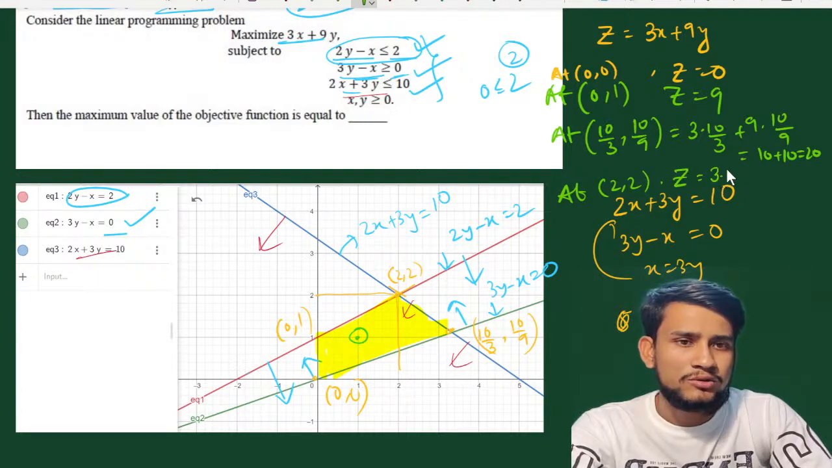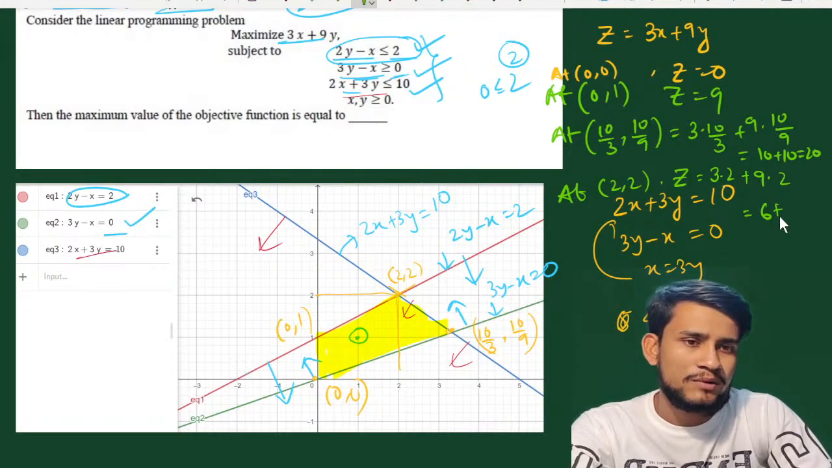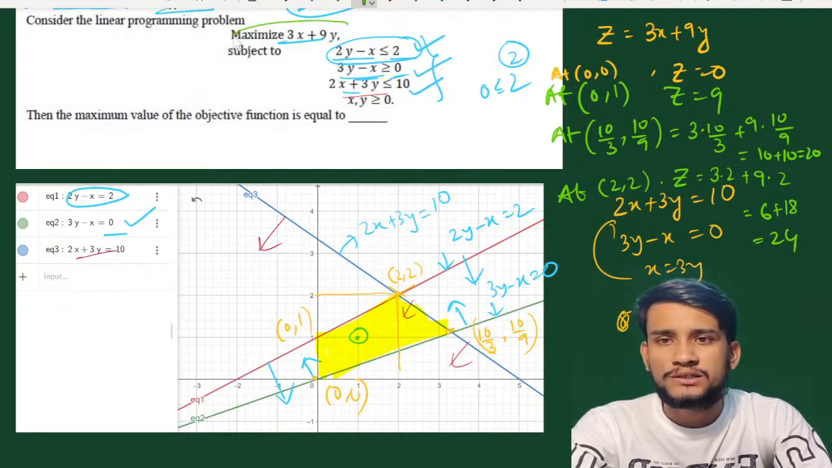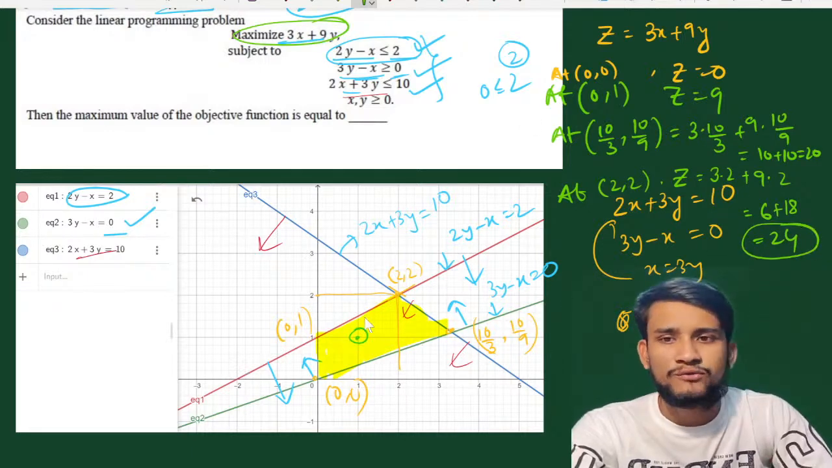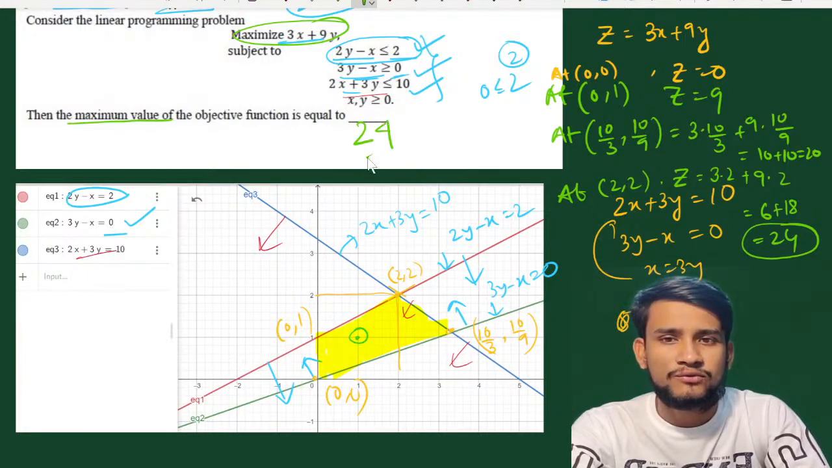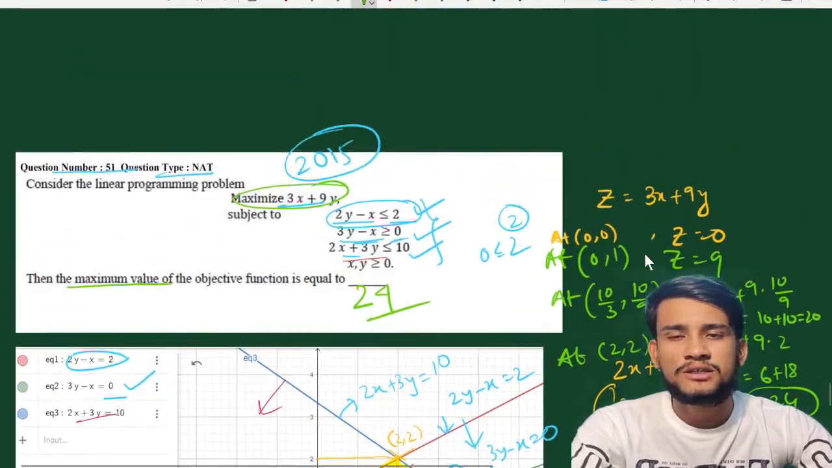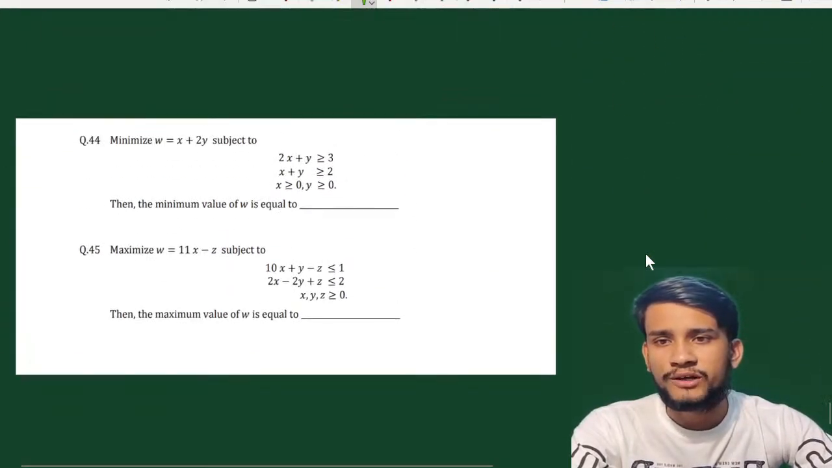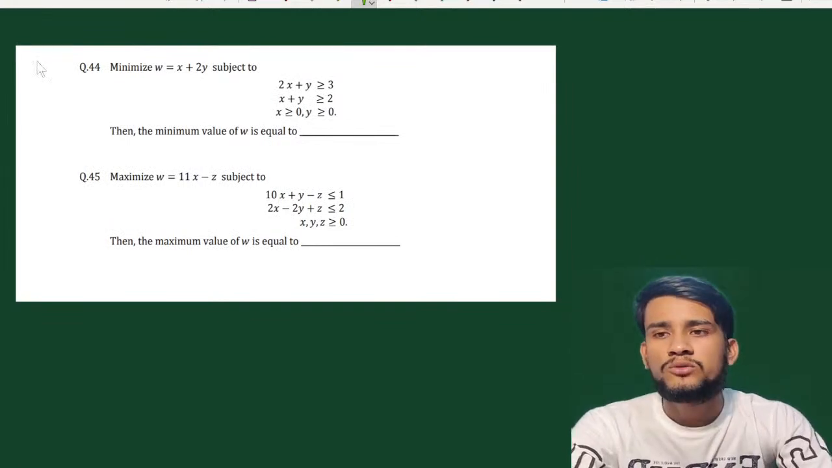And at the point (2, 2), the value is z equal to 3 into 2 plus 9 into 2, so this is equal to 6 plus 18, this is equal to 24. We have to maximize z, so therefore the maximum value of z is 24 here. Therefore the maximum value of the objective function is 24. Okay, so this is the solution of the problem of GATE 2015. Now we go to the next problem.